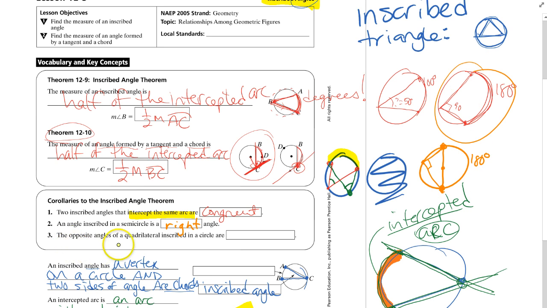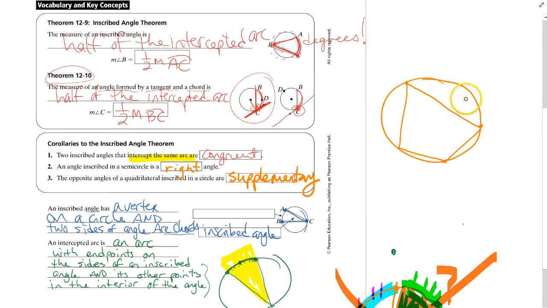And the last one here, the opposite angles of a quadrilateral inscribed in a circle are supplementary. And I'll show you that right over here. Let me clear this up. So here's my quadrilateral inscribed in a circle. And now watch the magic. If I talk about this point and this point, then no matter where I am, this looks like it's half a circle, but it doesn't even have to be. So I can talk about this one and this one.